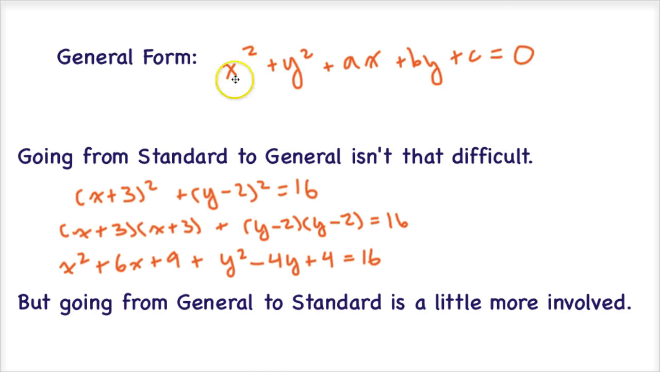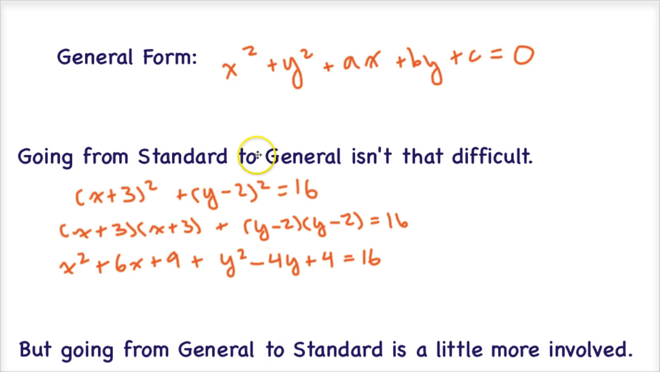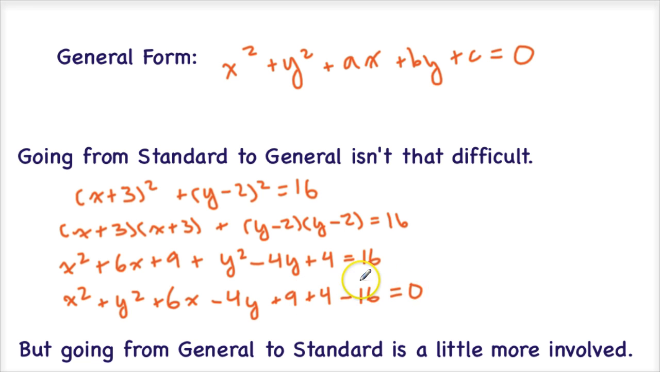And let's continue to simplify, right? So I need to get the x²s, y²s, and ax, by, and c. So let's say we're going to have x², then move this y² over to here. Then I have 6x. Then I want by, which is −4y. And now I have all of these whole numbers to combine. So now I have plus 9 plus 4 minus 16 equals 0, right? I'm going to move that 16 over.